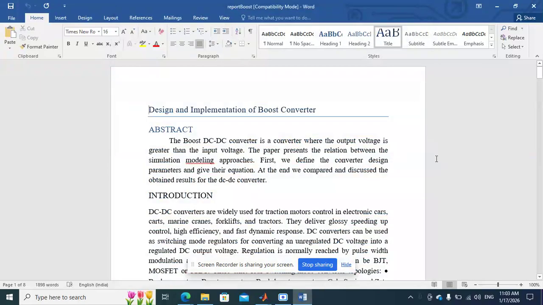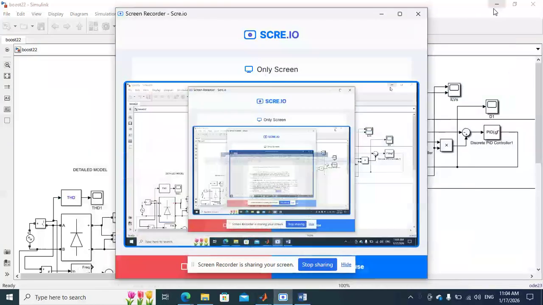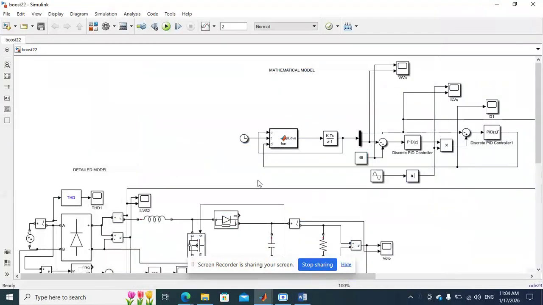Here we are designing the boost converter with different modeling approaches. That is, initially the boost converter is designed with a detailed model, and then it is designed with a mathematical model, and it is designed with an average model, and we are comparing the results of these three models.